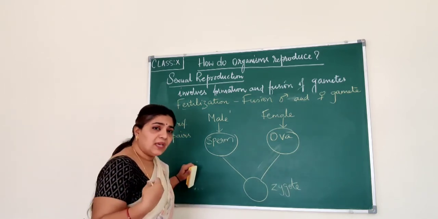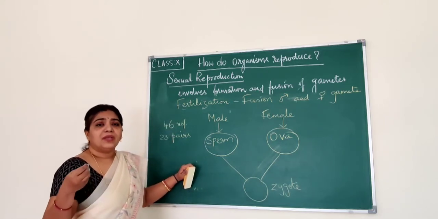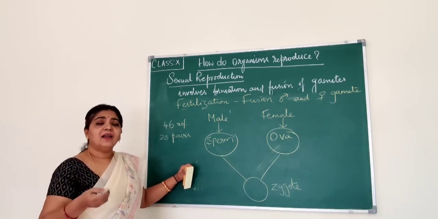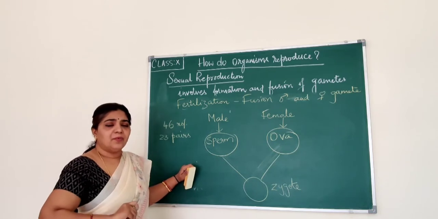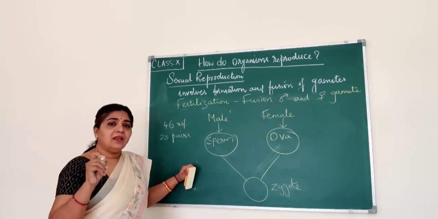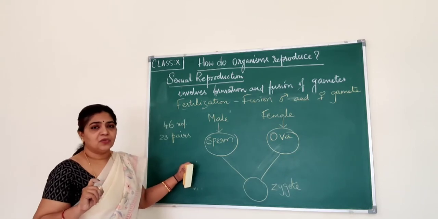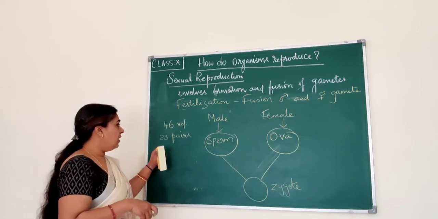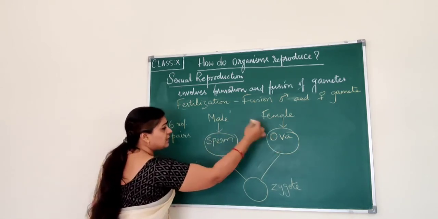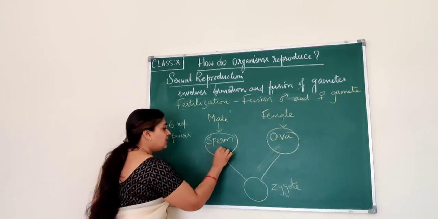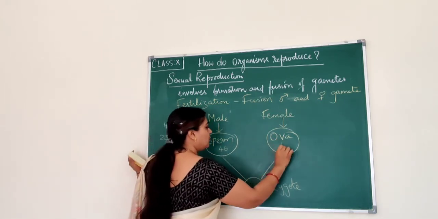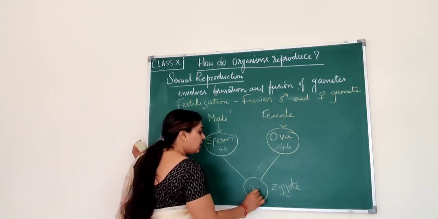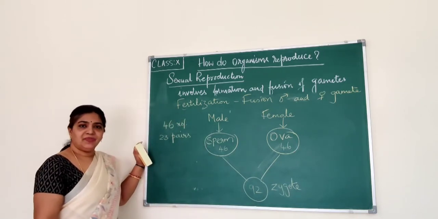Whether you take our muscle cells, or the skin cells, or from the eyes, nose, heart, lung, any cell from our body will contain 46 chromosomes, or 23 pairs of chromosomes, right? Now, this is also a cell. If this cell carries 46 chromosomes and the ova is also carrying 46 chromosomes, then the zygote will contain 92, right?